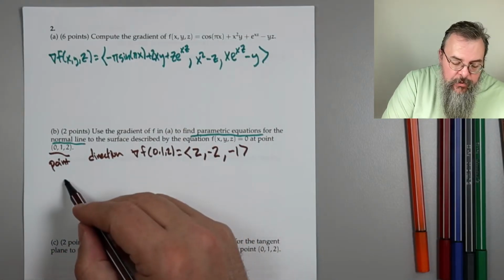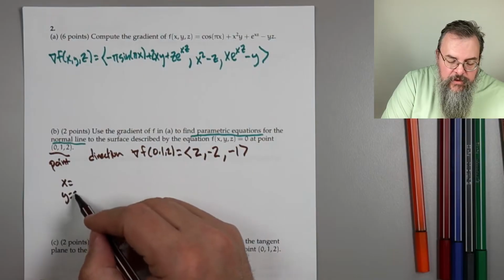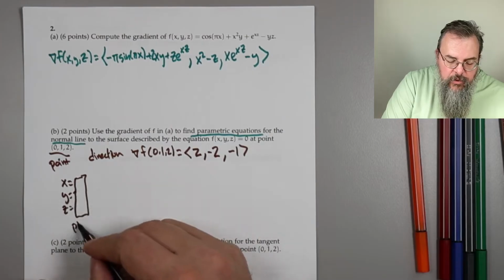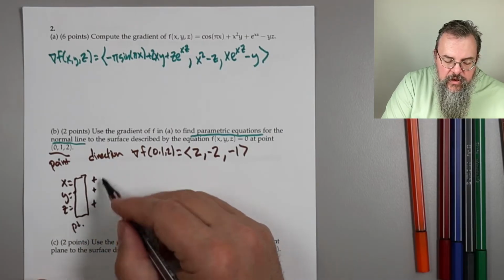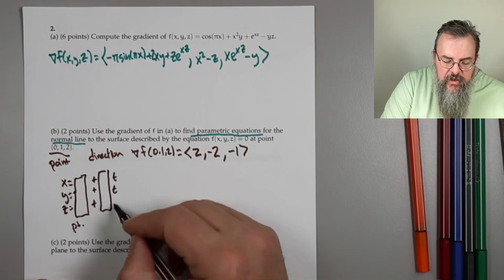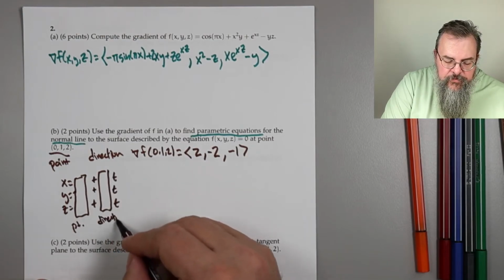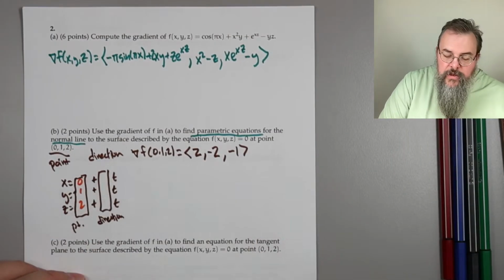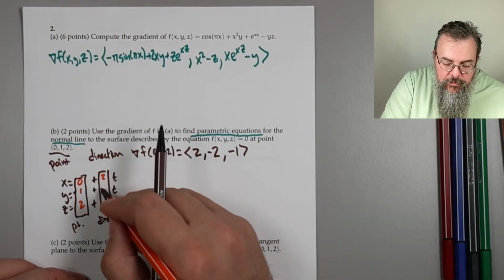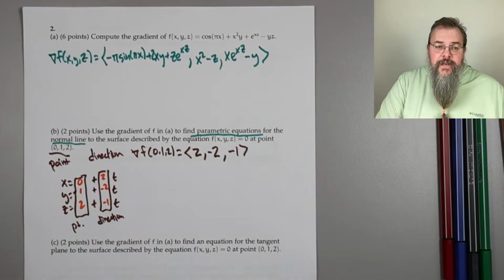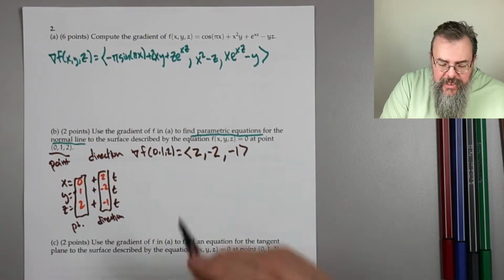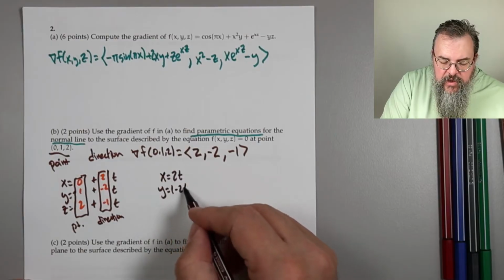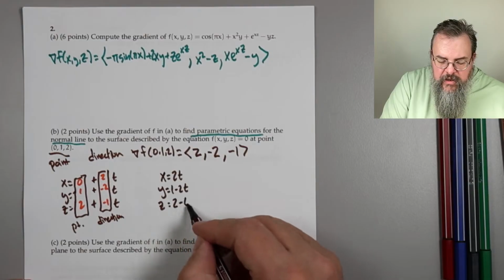Now, remember when we're making lines, it looks like the following. We have x equals, y equals, z equals, and then in the first slot is your point, and then plus, the second slot is your direction. So for us, our point is 0, 1, 2. Our direction is 2, minus 2, minus 1. Or if we just write that a little bit better, clean it up, we get x equals 2t, y equals 1 minus 2t, z equals 2 minus t.